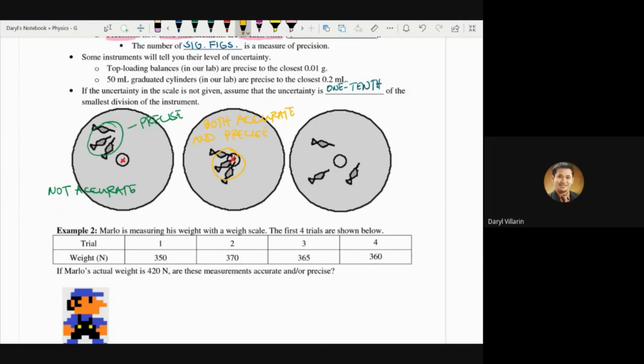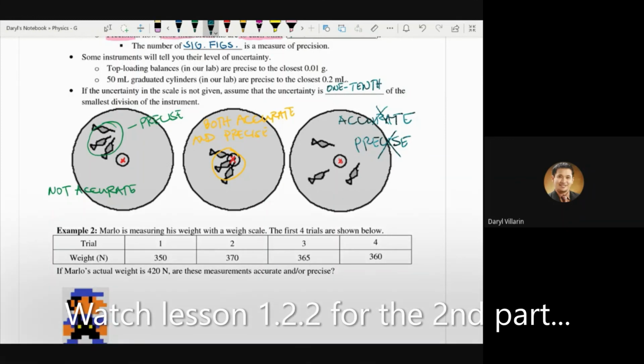Okay. And the third one here, again, we want to hit the center mark. So this shows that it's not accurate and not precise. Okay, they're very far off from each other, and also off from the center mark.